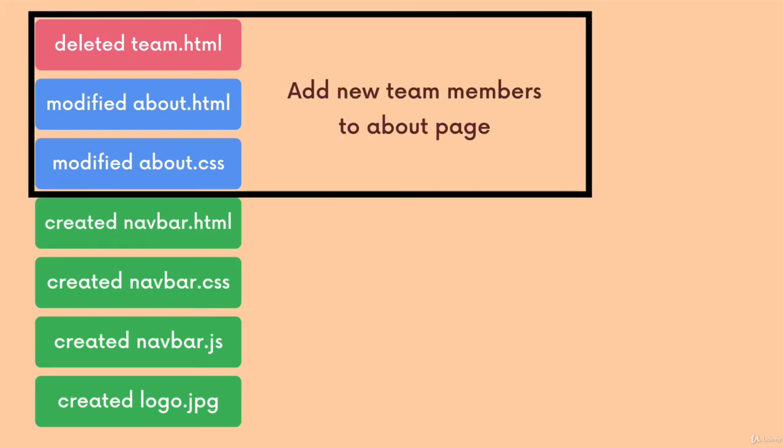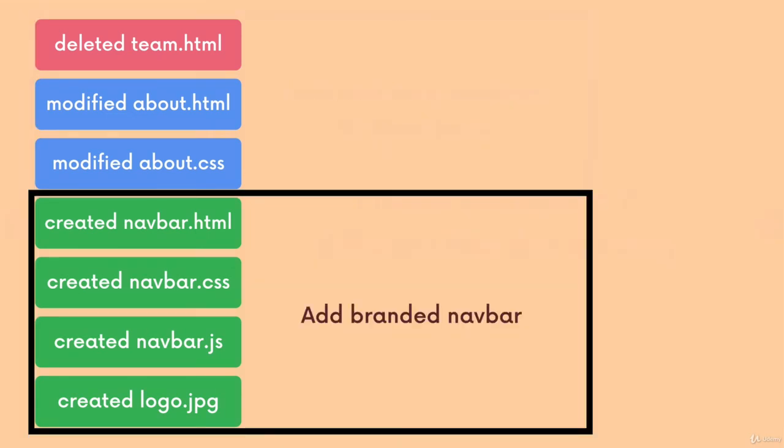For example, I might group together those first 3 changes. I deleted a file called team.html, and then I changed 2 files called about.html and about.css. Those were one thing that I did across 3 files. I added some new team members to our about page, whatever the about page looks like. So that was one commit. And then I can take these other 4 changes and group them together into a separate standalone commit.